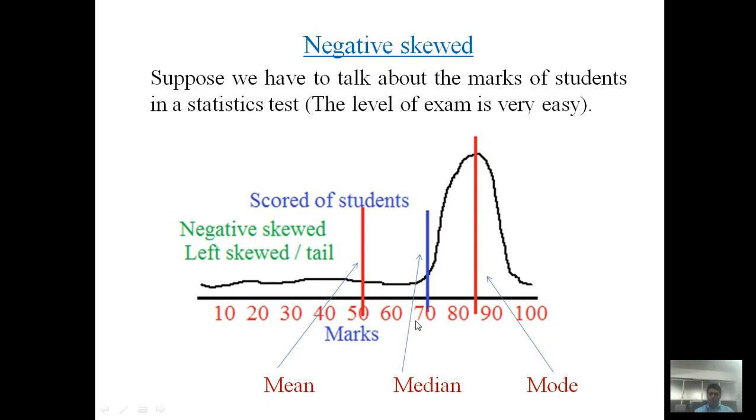If we look at this x-axis, the marks lie between 0 and 100, so the middle value is approximately nearest to 50. And we know that the mean represents the mid value of the given data. So this line represents the mean, this blue line represents the median, and the highest frequency is at this point, so this line represents the mode.